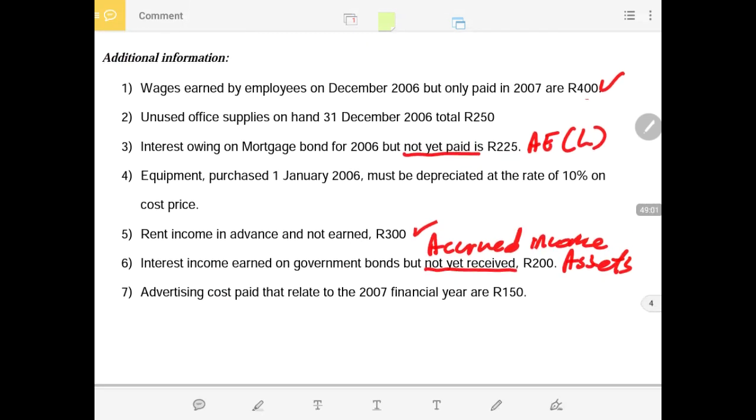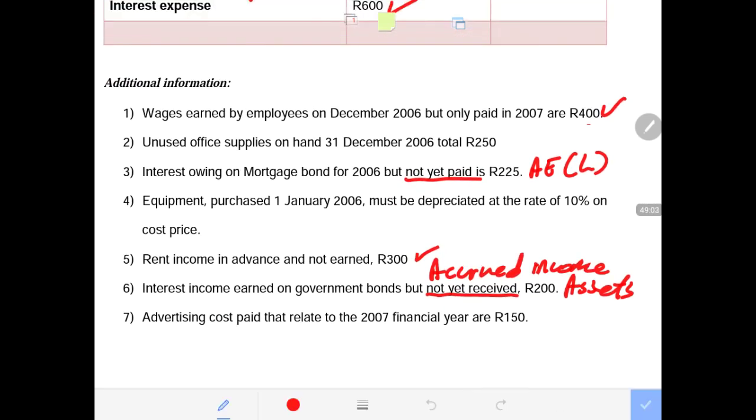Let me go back again to the wages. They said wages earned by employees, in this case, the employees who earn the salary. We, as the business, have incurred the salary. And they said, but not yet paid. And not yet paid means it is an accrued expense, and accrued expense is a liability. And liabilities will be recorded in the statement of financial position under trade and other payables, and we have done so.